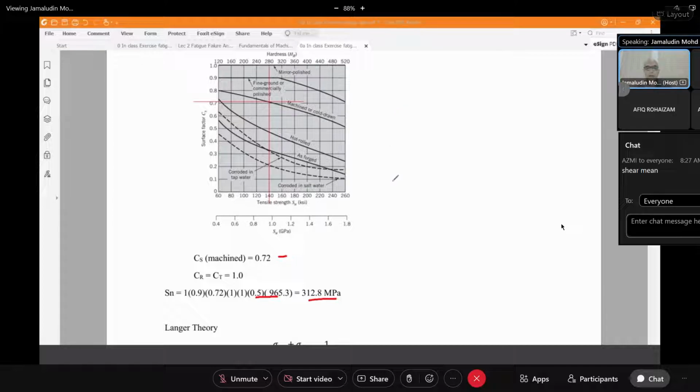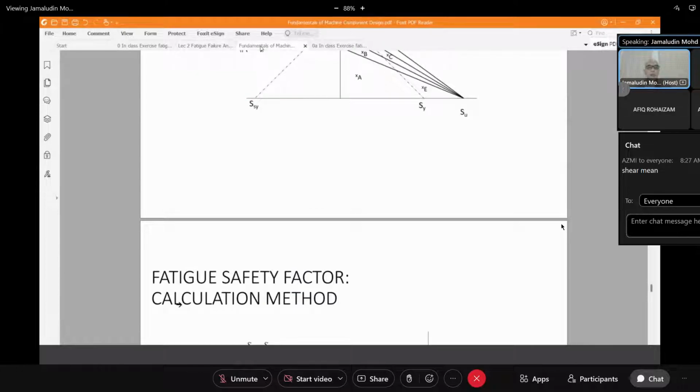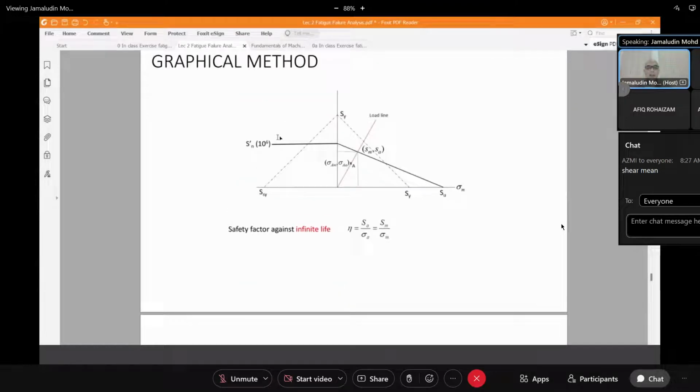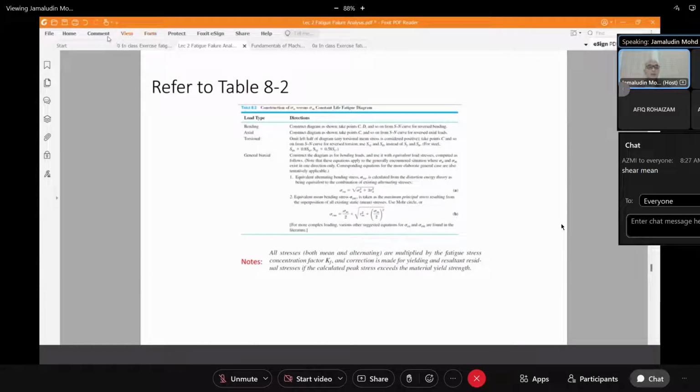I think it's quite straightforward, eh? All right. Right now, we look at the note again. After that, what should we do? After that, we should combine it, eh? Is it right? This is what we're going to do. We're going to combine the alternating and the mean, eh?